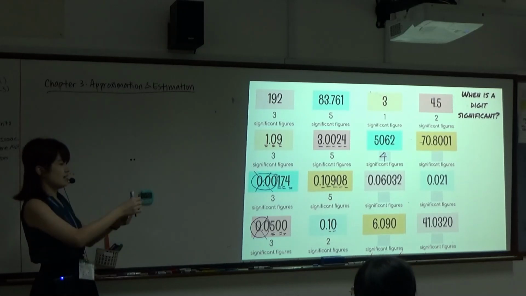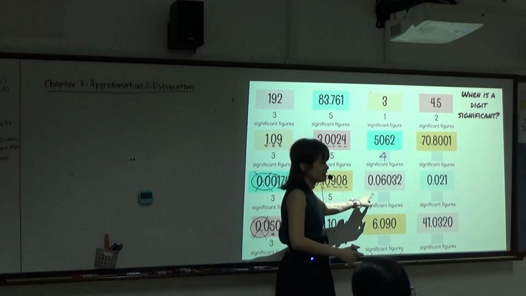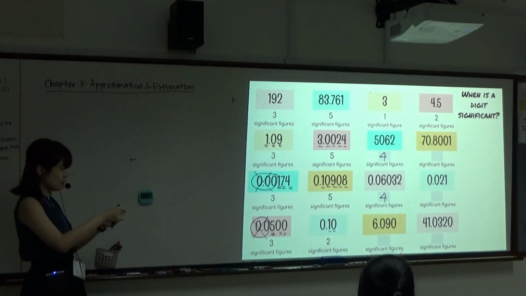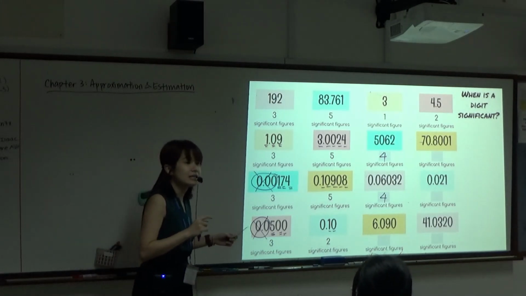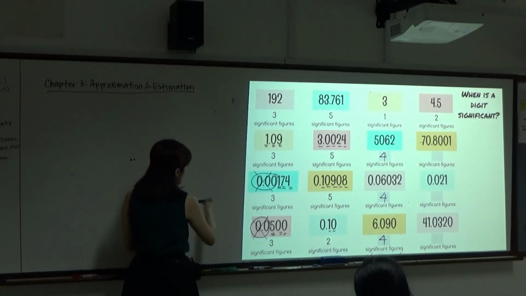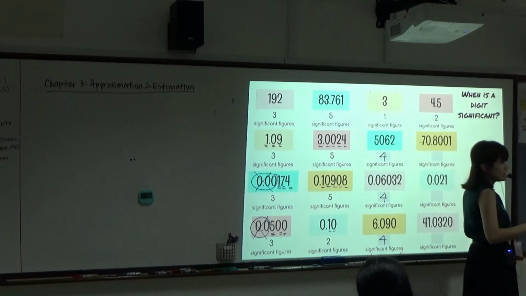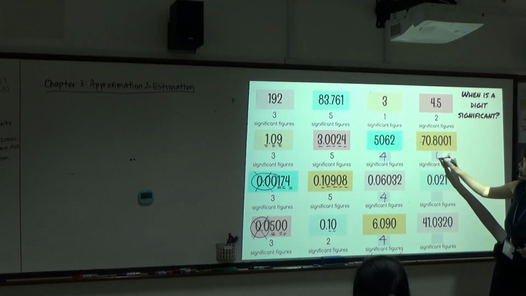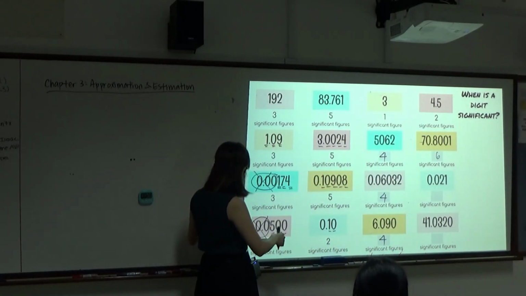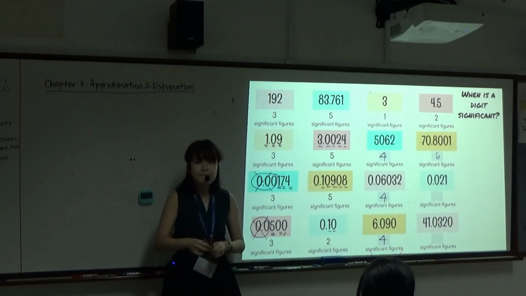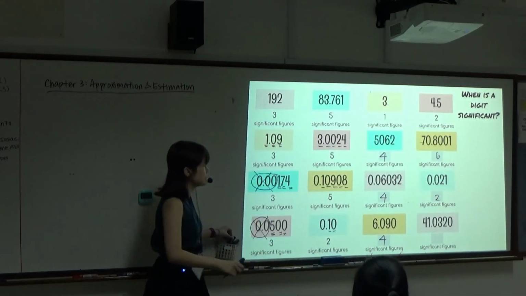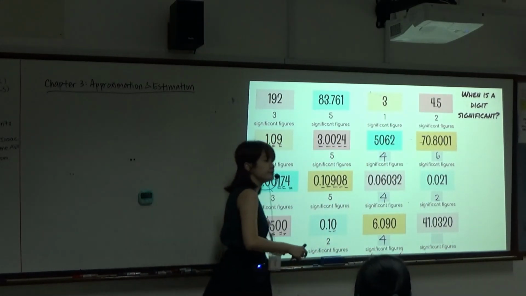0.06032. How many? Ricky. 4. Okay. Next one, 6.090. Yuki. How many? 4. Okay, great. And then 70.8001. Genevieve, how many? 6. Okay. Last 2. Jude is not here. Mia. 2. Okay, for this one, yes. And finally, 41.0320. Ernest.